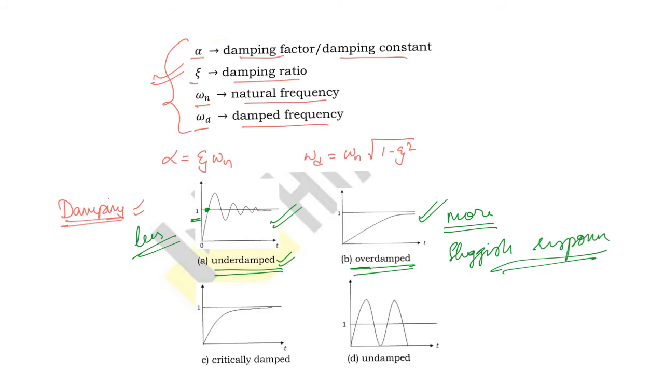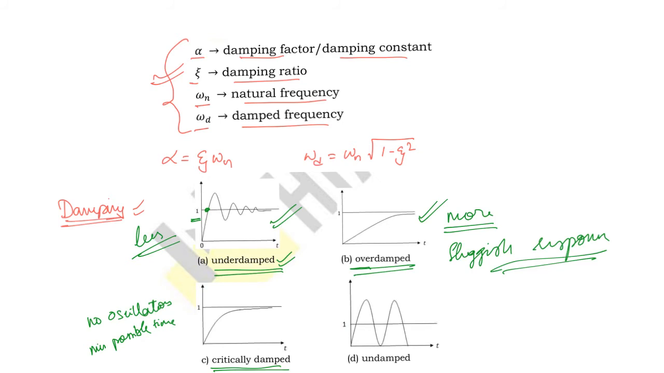Next we have the critically damped system. This is the ideal damping that we usually wish for. The damping is neither too less nor too high. What will happen? It will not have any oscillations, and at the same time it is taking the minimum possible time.